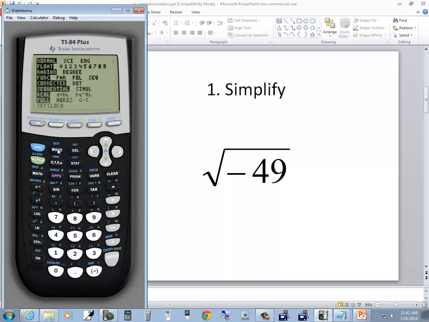But if we go to mode, and you see down whichever line that is, where it says real, and then a plus bi, if you right arrow over, highlight a plus bi, and press enter, you should now see the shading on that. And we'll do a second mode. Now if I do second x squared, negative 49, and a closing parenthesis for completeness' sake, and press enter, you see it gives you 7i. That would be our answer for this particular one.